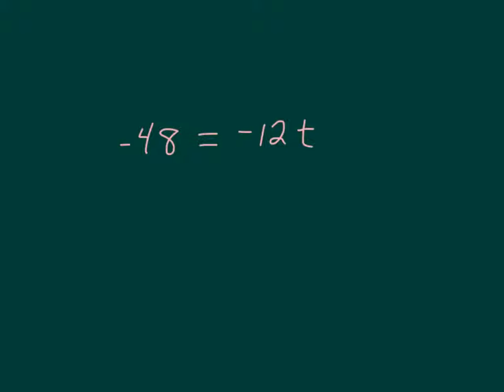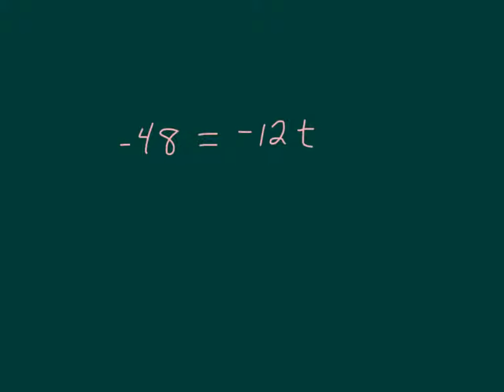Let's try one more here. This time we have negatives on both sides. And this one says negative 48 is the same as negative 12 times some number. Now notice the variable I used here was a t, but I put a little tail on my t. And the reason I do that is otherwise it looks like a plus sign.